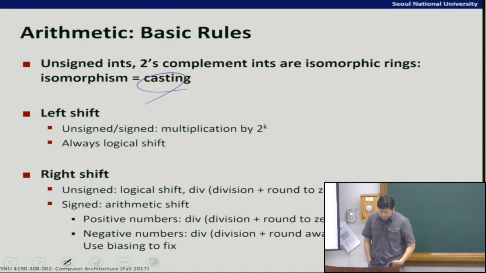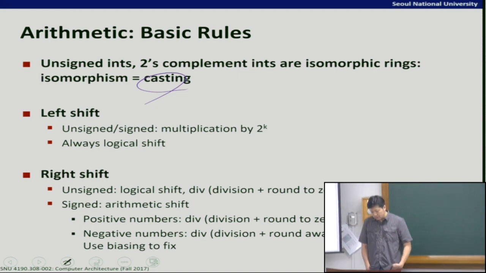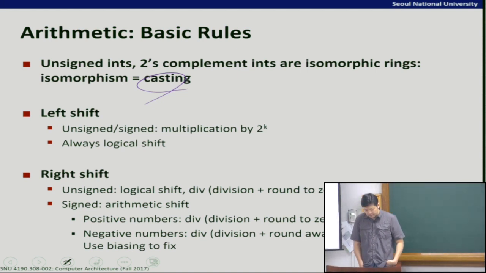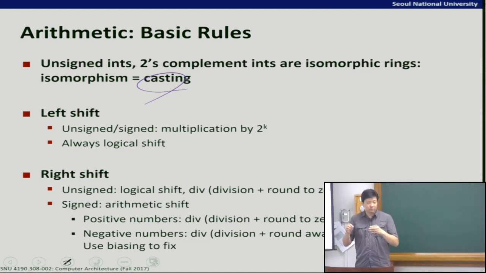And shift to left is kind of easy. Shift left, for both signed and unsigned numbers, corresponds to multiplication by 2 to the power of k if you shift it by k bits. And there's only one version of shift left. You always put zeros in the new positions, right?